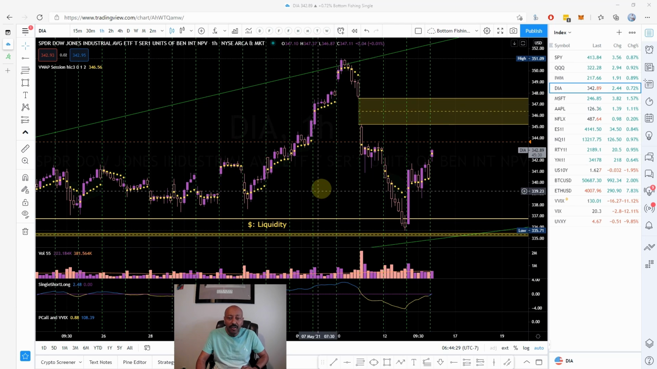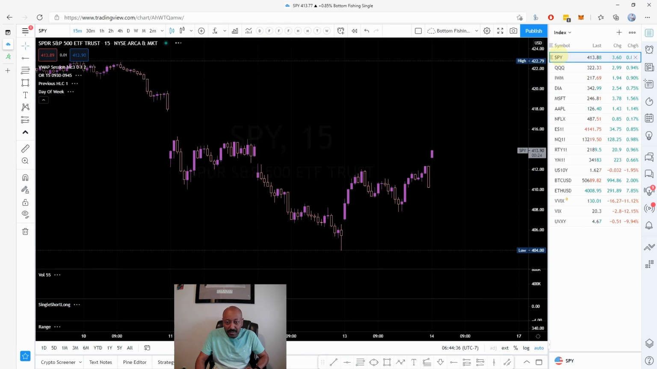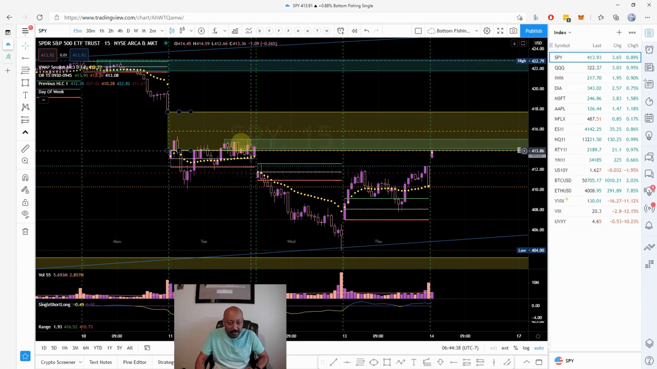Now let's look at our 15 minutes chart and find opportunities for today. Let's start with the SPYs. With the SPYs, we want to make sure that this order block is taken care of. That's my headwind.